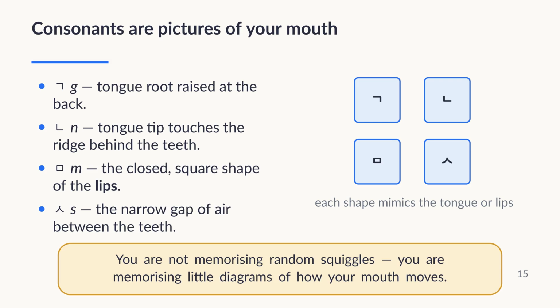The letter S looks like a small tent or a narrow peak, picturing the thin stream of air hissing between your teeth. So as we go through the consonants, do not ask what does this squiggle mean. Instead, say the sound, feel what your mouth does, and notice that the letter is a snapshot of that movement. This is the secret weapon King Sejong built into the alphabet, and it is why you can learn it so fast.